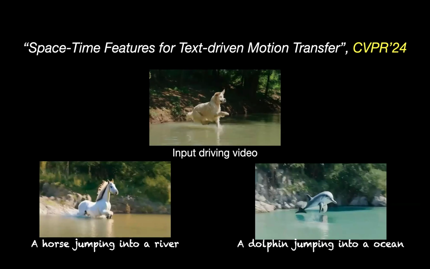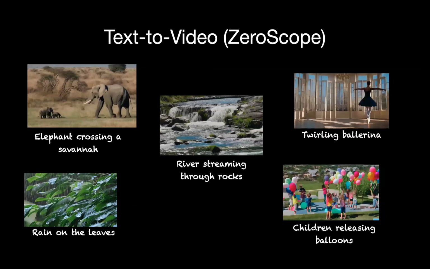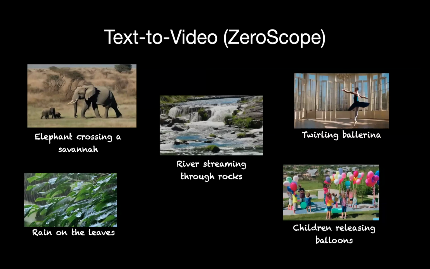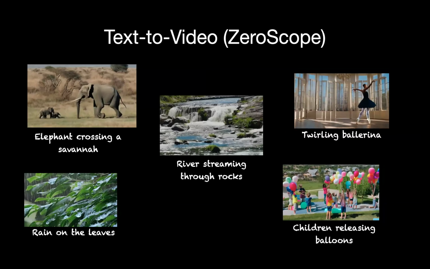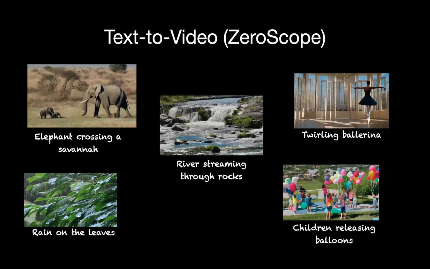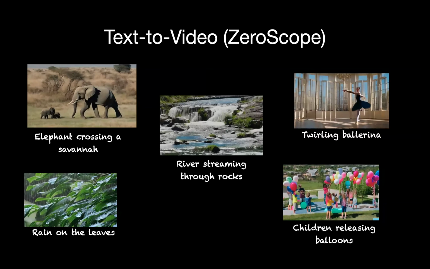And in order to do that, we must have a prior about how things are moving in the world. So to achieve that, we use a pre-trained text-to-video model, specifically ZeroScope, and you can see some sample videos from this model. Again, very far from state-of-the-art, but we found that this model can still learn very valuable priors about our dynamic world.